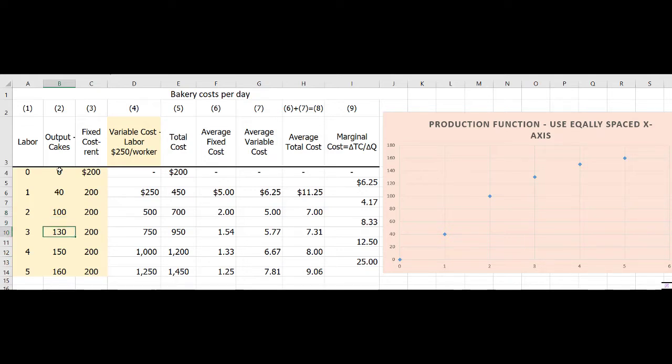And then the third worker only produces 30 more, and the fourth 20, and then the fifth only 10. So right off the bat, what you're seeing is what we call specialization, the effects of specialization. If you have one worker in a bakery, let's say it's a retail bakery, that individual has to work the cash register, deal with customers, deal with various orders, bring in the raw materials, bake, obviously, and that takes quite a bit of time.